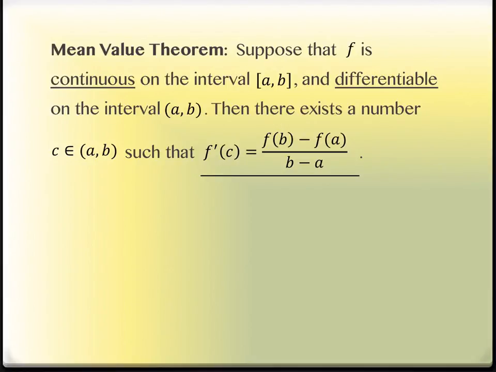Suppose that f is continuous on the closed interval AB, differentiable in the open interval AB. Notice what condition isn't here. The endpoints, right? It doesn't say f of a equals f of b. All right, so as long as we're continuous and differentiable, this one says that there's going to be this weird location where f prime of c is equal to f of b minus f of a over b minus a.